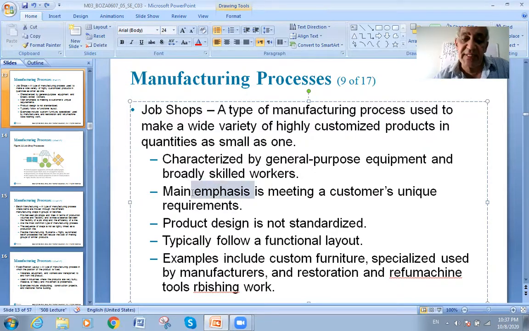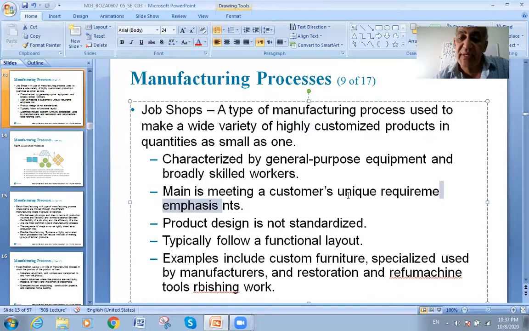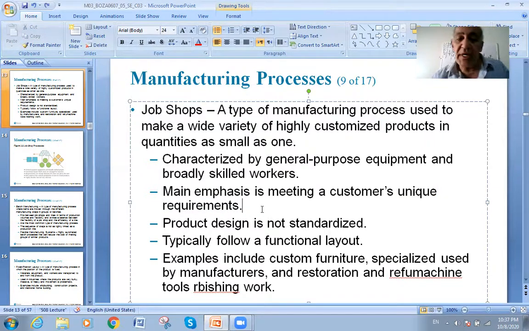The main emphasis is meeting a customer's requirements. So here, because it's customized, why do we customize it? The meaning of customizing is to be based on what the customer wants. What does the customer want? The customer needs a specification, a real specification, or a change in the design, or whatever change. So we do it for him here in the job shop.